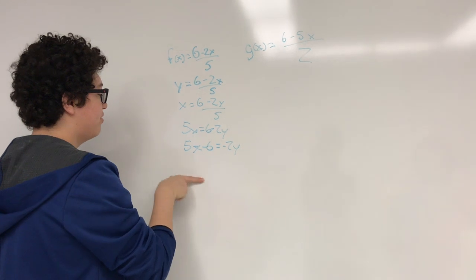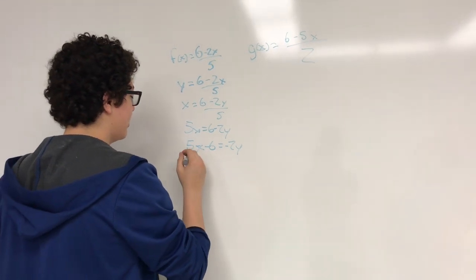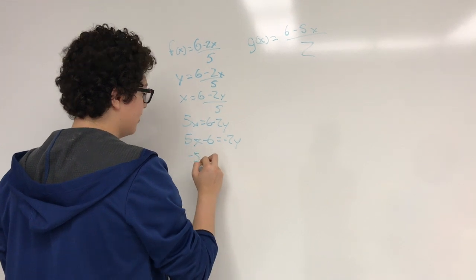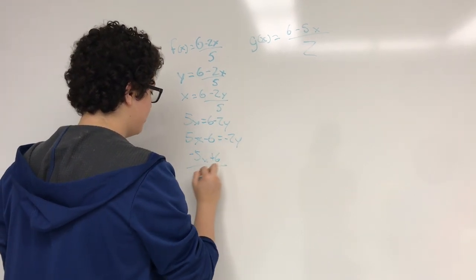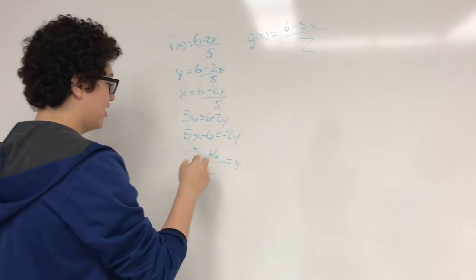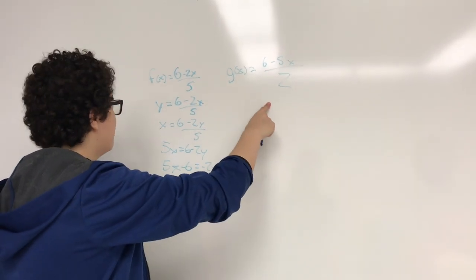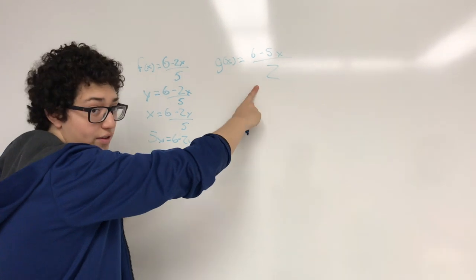So we pass negative 2 and it will give us (negative 5x plus 6) over 2 is equal to y. So this is the same as this one, so f of x and g of x are inverse functions.